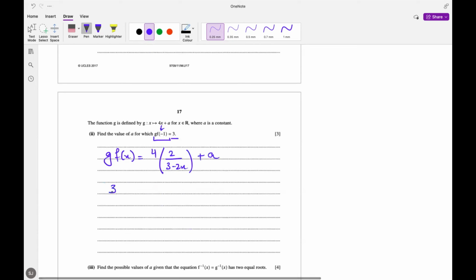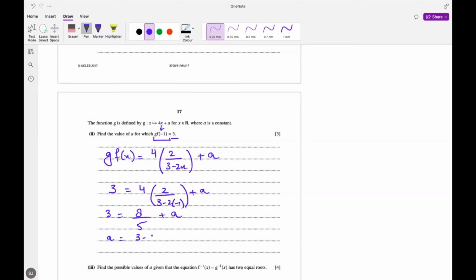So we can write 3 is equal to 4 into 2 upon 3 minus 2 into minus 1, plus a. Simplifying this, we'll get 3 is equal to 8 upon 3 plus 2, which is 5, plus a. So a is equal to 3 minus 8 upon 5. Taking the LCM, we'll get 15 minus 8 upon 5, which is 7 upon 5.